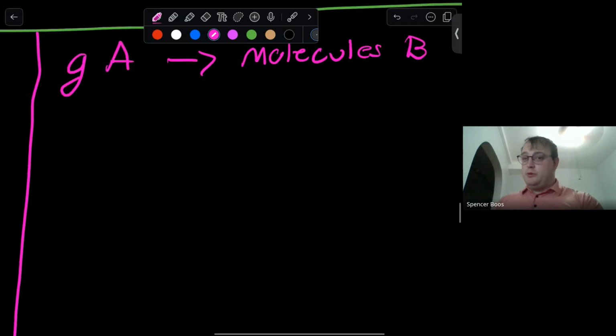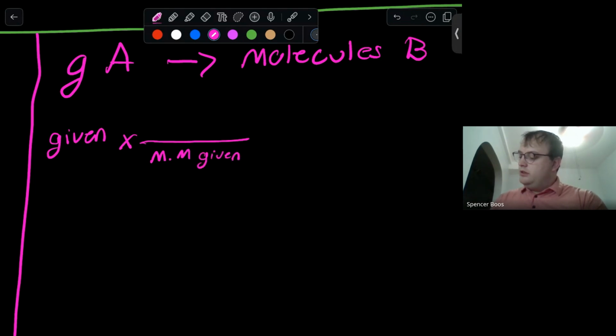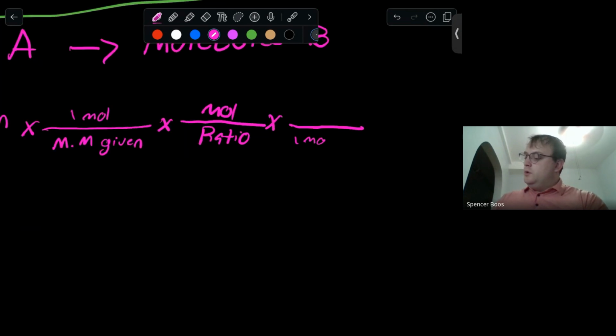it's very similar to what we just saw at the top. You use your given times your molar mass of given over 1 mole, times your mole ratio, times 1 mole of want, and that's under 6.022 times 10 to the 23rd molecules.